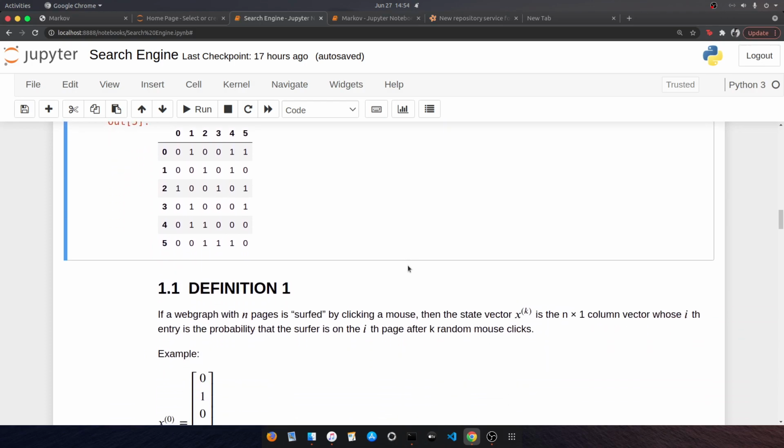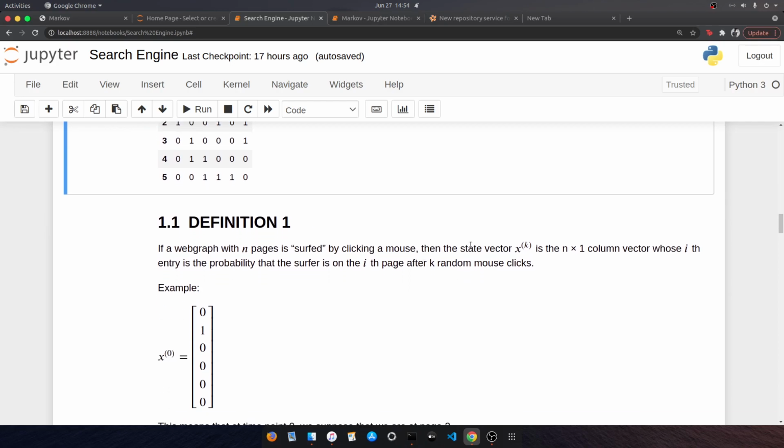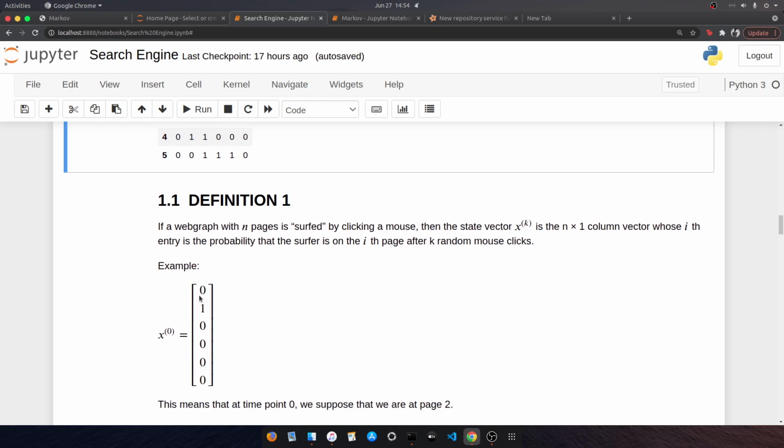Let us introduce some definitions. We denote the state vector x raised to k to be an n by 1 column vector whose ith entry is the probability that the surfer is on the ith page after k random mouse clicks. So here, for example, it tells us that we are 100% certain that at time point 0, we are at page number 2.